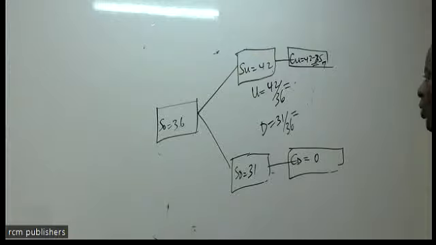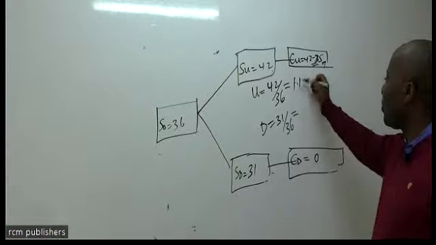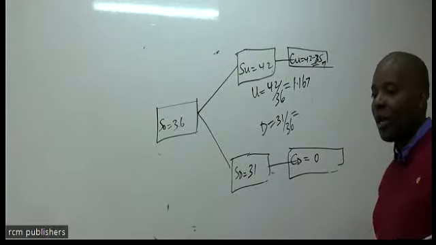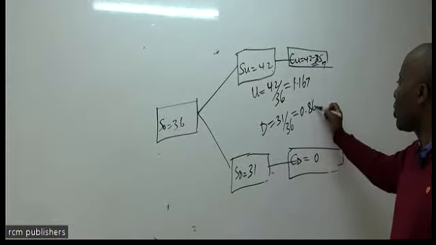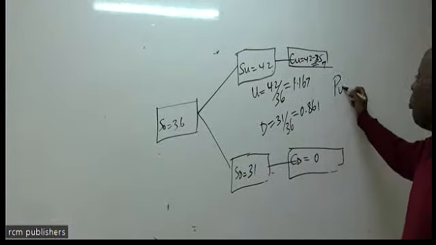42 over 36, 31 over 36. So the first one is 1.167, to 3 decimal places. How about the downward? Downward is 0.861. Thank you so much. Like that. And then we have our pool.